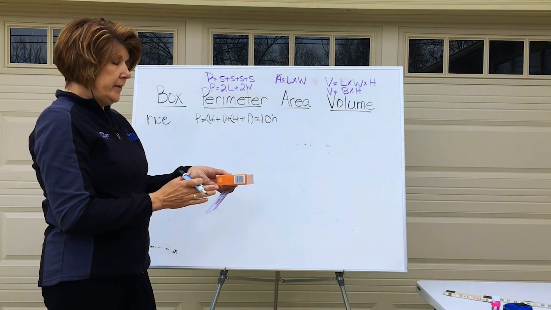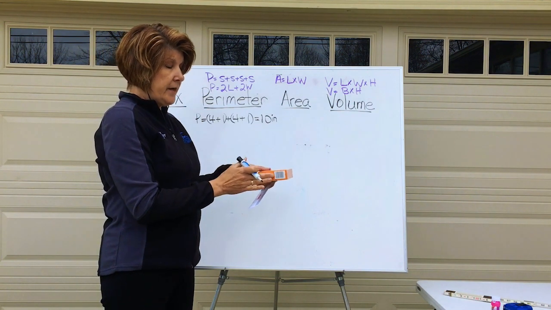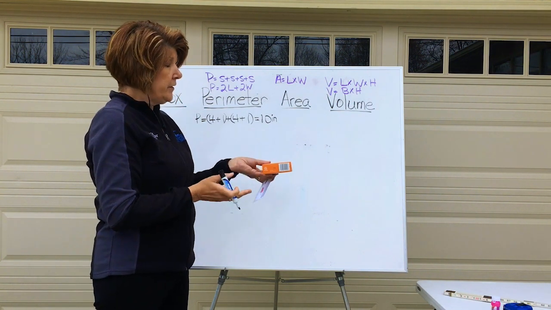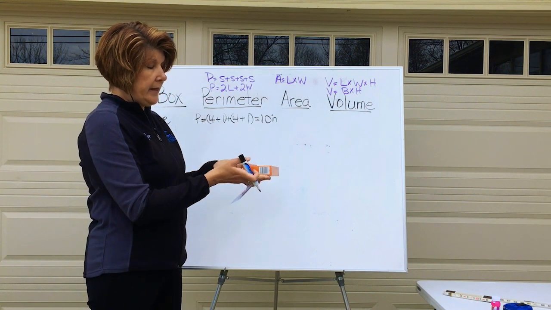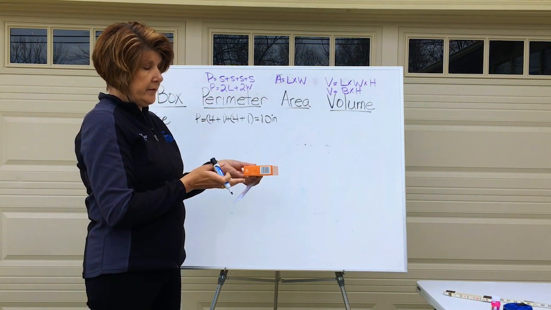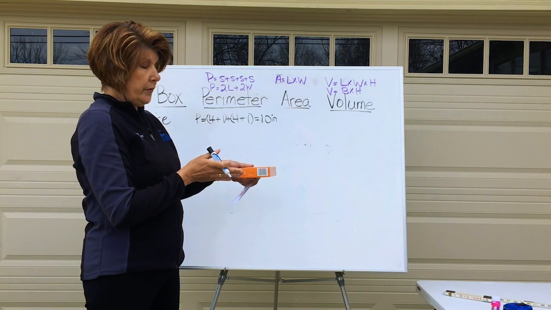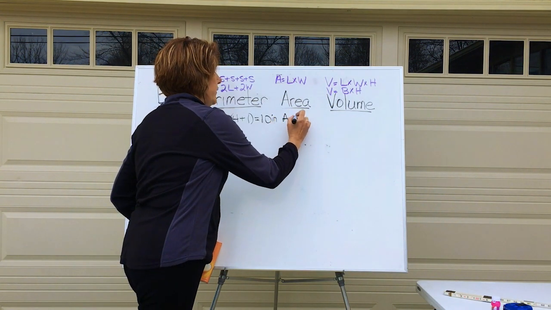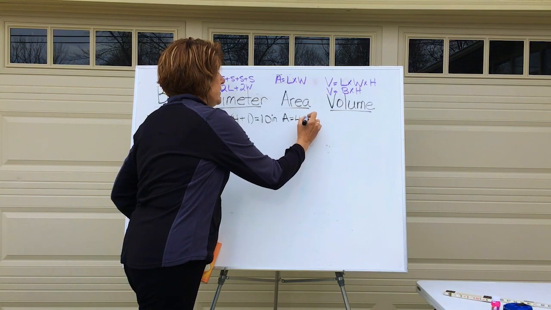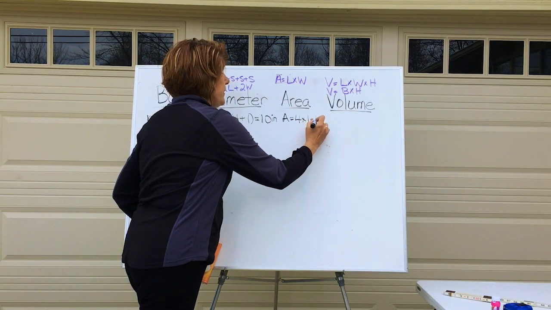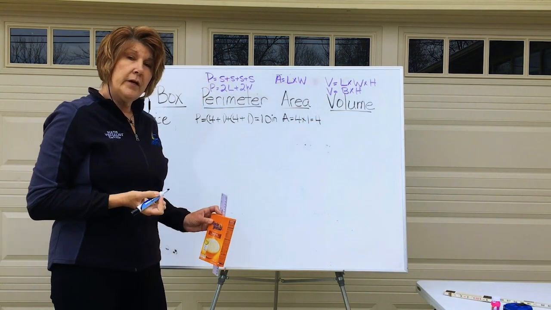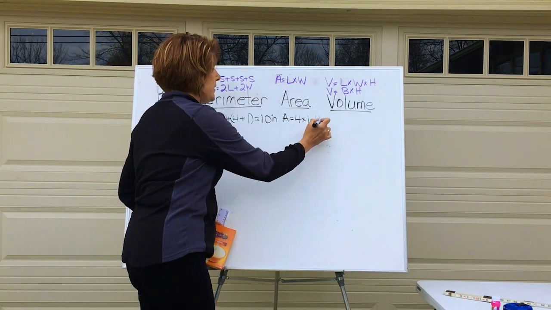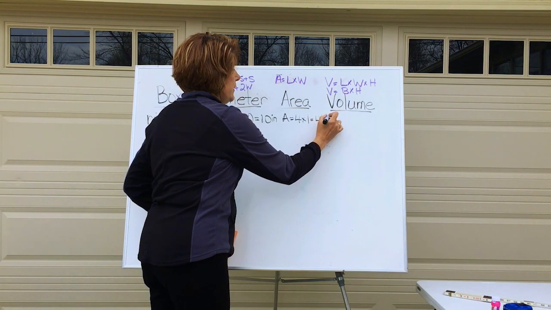So the area is the space to cover this entire surface, this entire flat surface. So for area, we're going to multiply length times width. The length was 4, the width was 1. So let's record it. Area equals length 4 times width 1. 4 times 1 is 4, and our units are now squared because it was inches times inches, so inches squared.